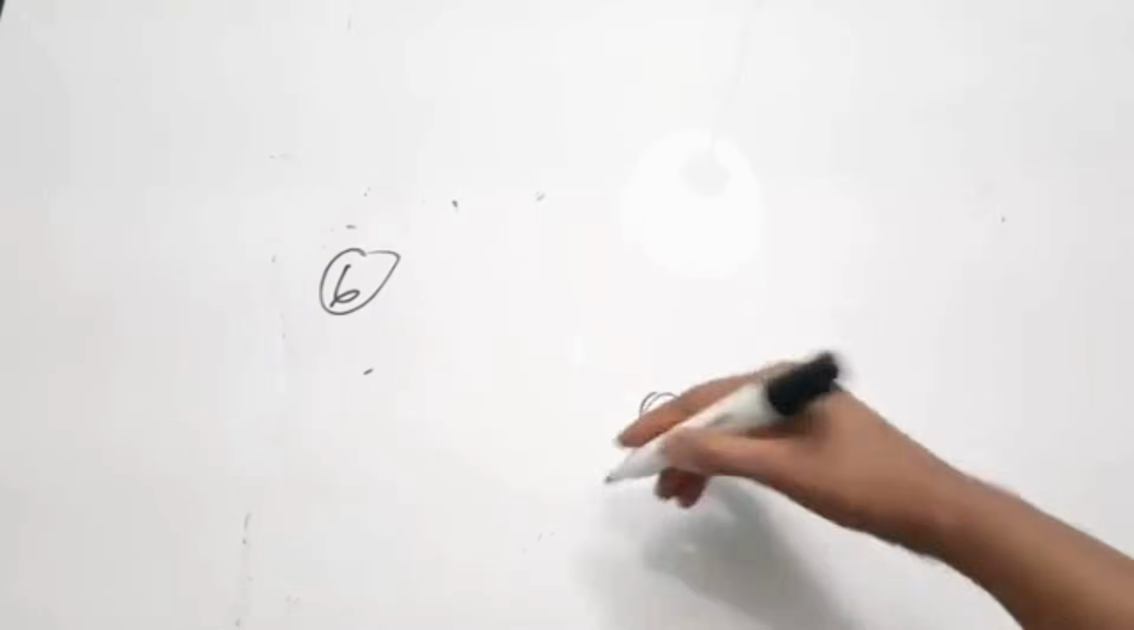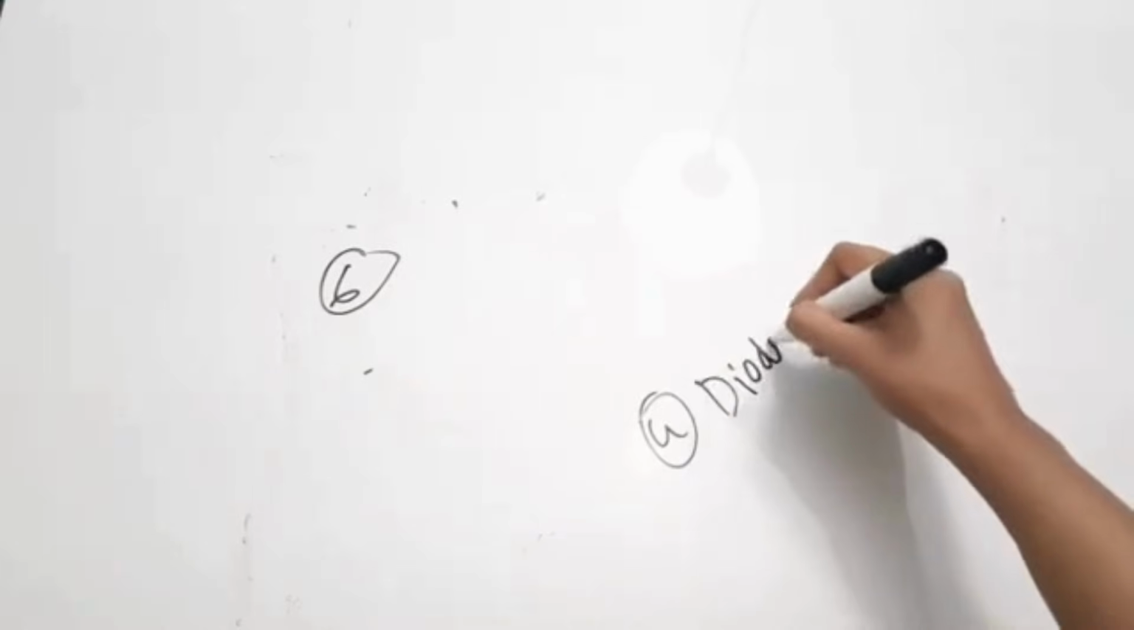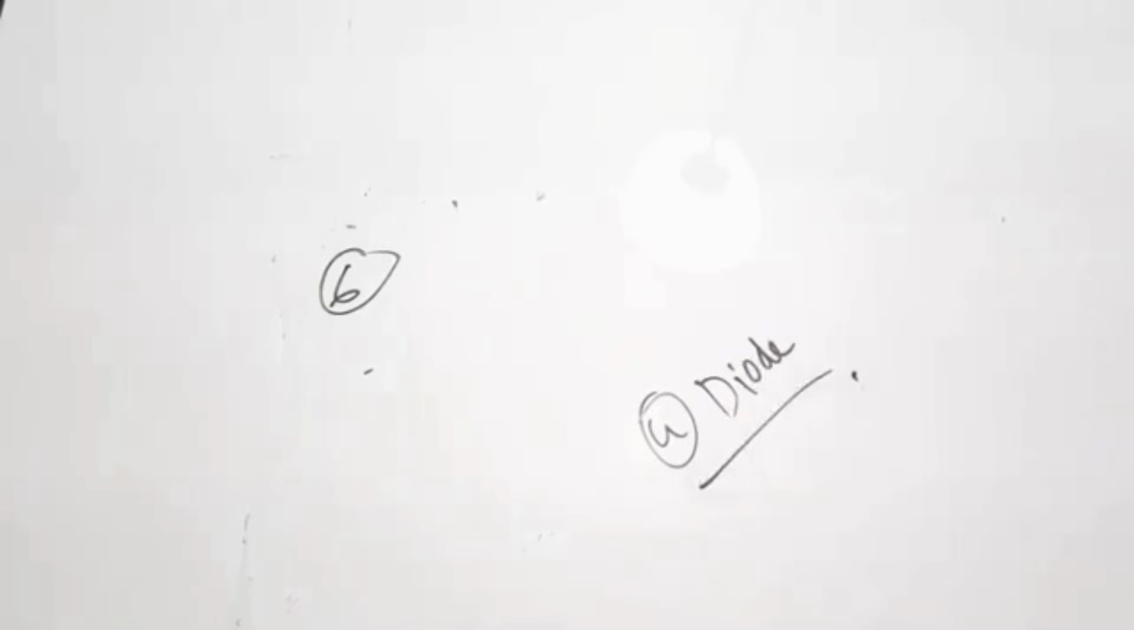In order to nullify the temperature coefficient changes, we use a diode in series with a Zener diode. The correct answer is option A, because diodes have a positive temperature coefficient whereas a Zener has a negative one. So if both are combined, they nullify each other. So the correct answer is option A, diode. That is the answer for your sixth question. Now moving on to the seventh question.